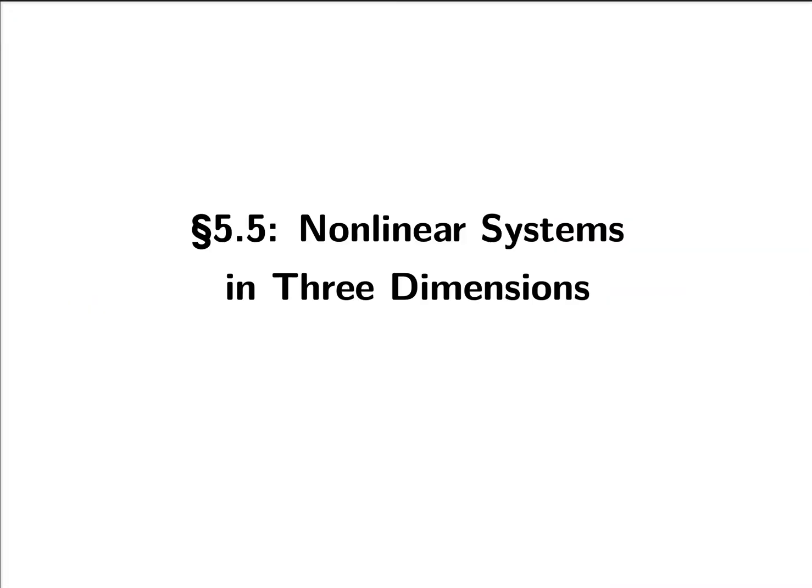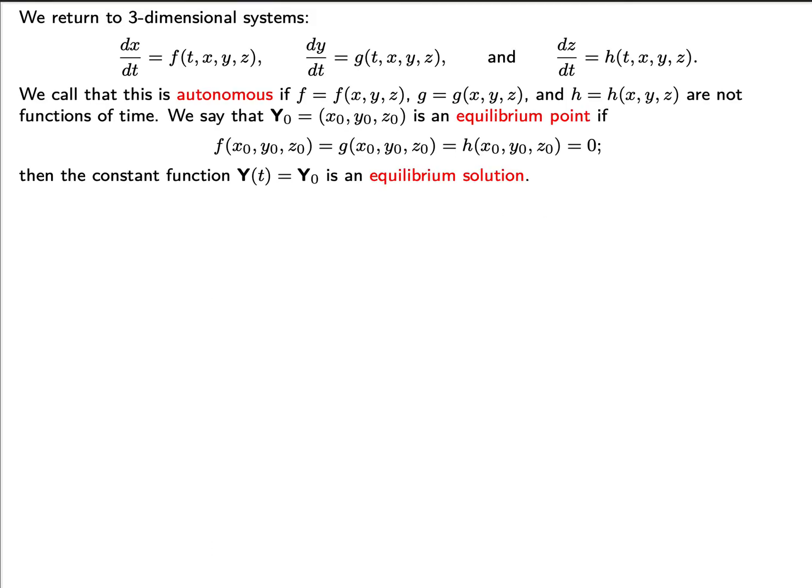Today, we're going to discuss nonlinear systems in three dimensions. So let's return to three-dimensional systems. That is, we have dx/dt equals f of t x y z, dy/dt equals g of t x y z, and dz/dt equals h of t x y z. We'll say that this three-dimensional system is autonomous if the functions f, g, and h are not functions of time t. We say that a point x0, y0, z0 is an equilibrium point if f evaluated at this point is 0, g evaluated at this point is 0, and h evaluated at this point is 0.